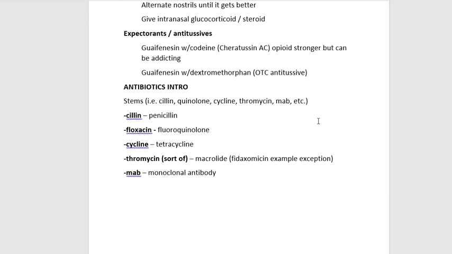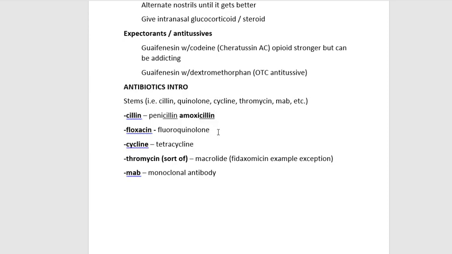Okay. Intro to antibiotics. Just want to talk a little bit about the stems and what you can and can't do with them. Something like penicillin. This is one that you can count on. The cillin stem in penicillin is going to tell you it's a penicillin-like antibiotic. So if you see amoxicillin or something like that, and you look at the end, you're like, oh, I see cillin. That's a penicillin antibiotic.